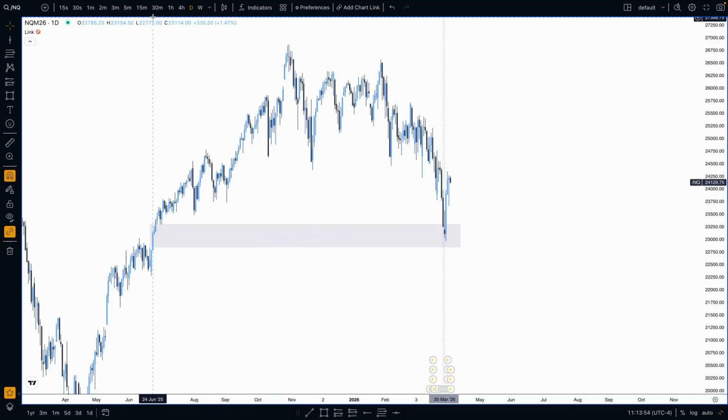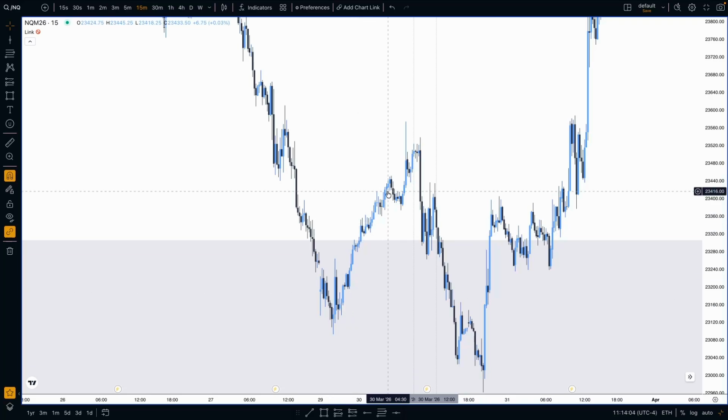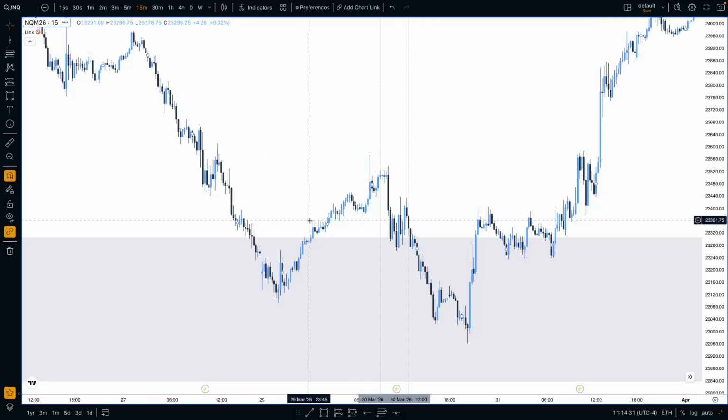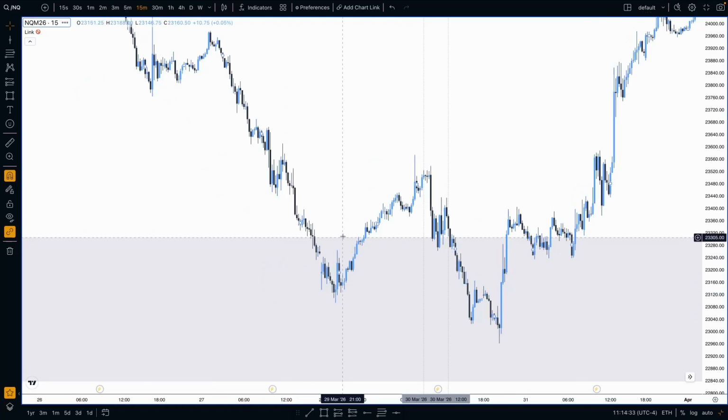So zooming in on Monday, here we already had a really bullish price action. We have bullish order flow, bullish order blocks being created. If I zoom in on the 1 minute, here we have really bullish order flow with bullish order blocks.